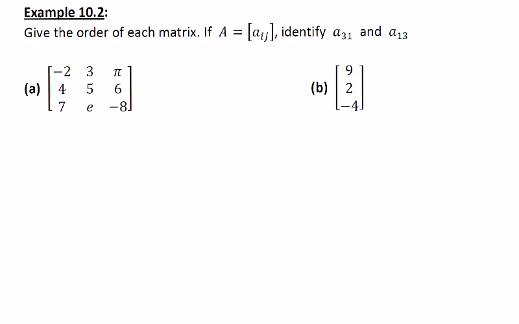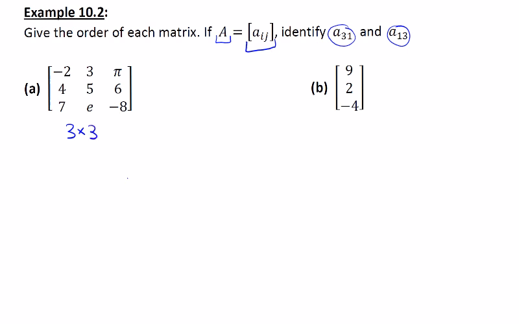In example 10.2, it says to give the order of each matrix, and then if we allow each matrix to be called matrix A, then we are supposed to identify the A31 and the A13 entries. So let's start with part A. We have what looks like a 3-row and 3-column matrix. So we will call this a 3x3 matrix.